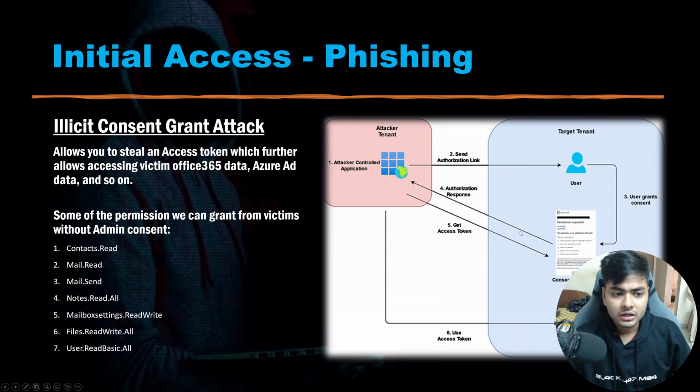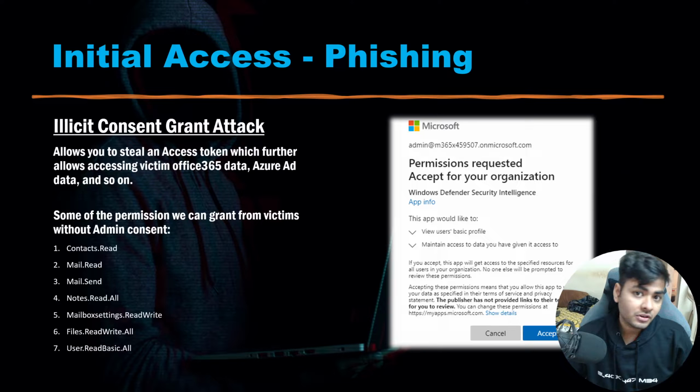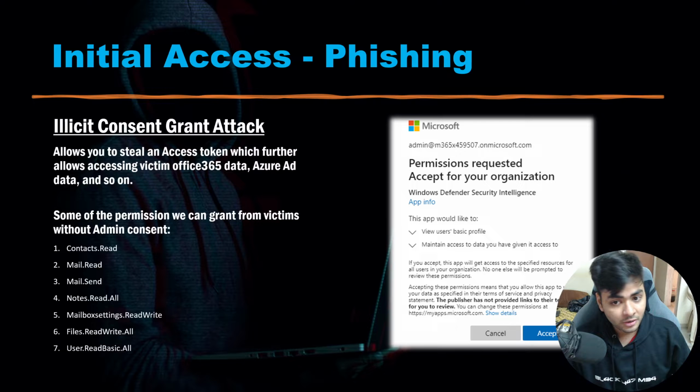The first one is what we call the illicit consent grant attack. This type of attack means asking your victims to provide some particular permissions from a legitimate page of Microsoft. In this image, you might have seen this, right? Whenever you come across a web application where it says sign in with Microsoft or Google, and you click on sign in with Microsoft, you might get a picture like this, where you are being asked to provide some permissions like view users' basic profile.